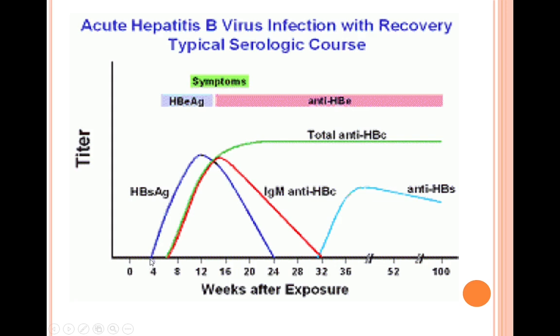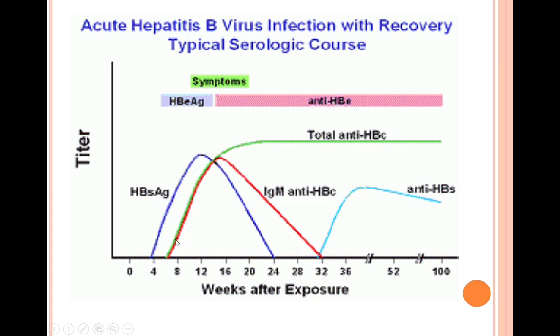Surface antigen is the one which can first be detected, but it comes down and you cannot detect it after 24 weeks. But the antibody starts coming, and the antibody to the core antigen is the one which can be there for a long time. So we can test antibodies. If you have antibodies, it means you had the infection at some point of time. IgM antibody is the first to increase, and then it gets replaced with IgG antibody.